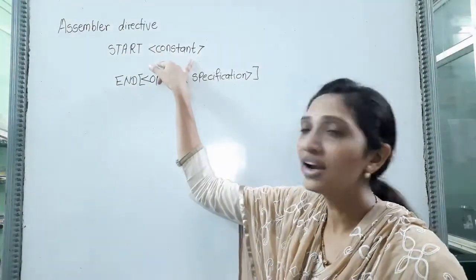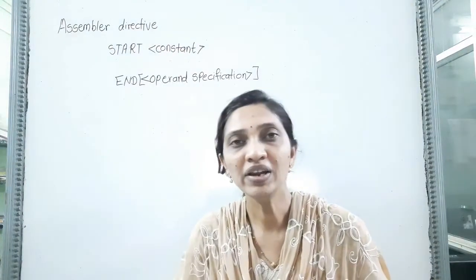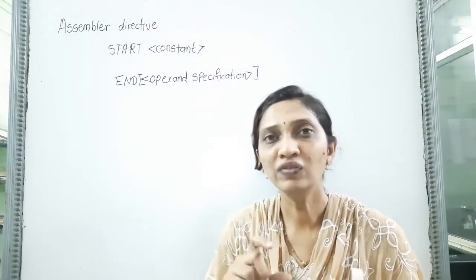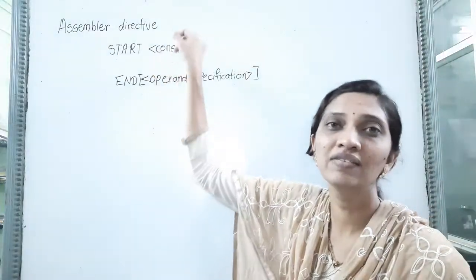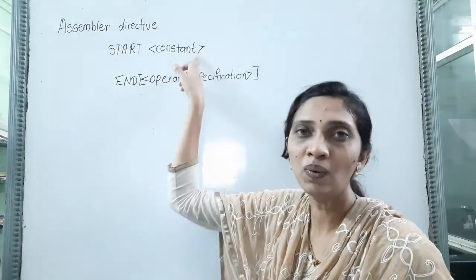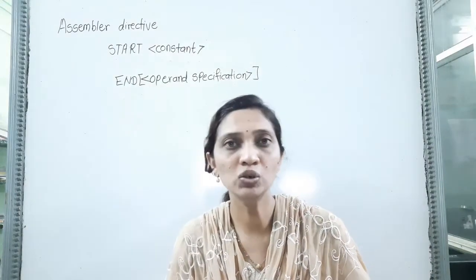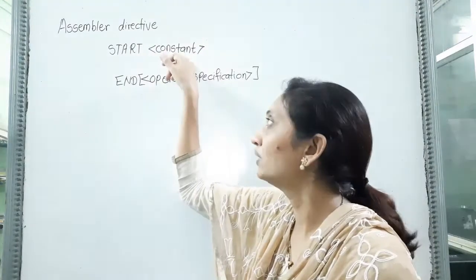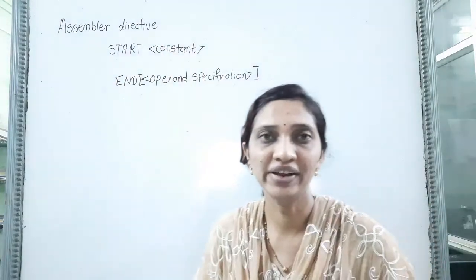Here two assembler directive statements are there: START and END. START, and after that a constant. What does it indicate? That we have to store the program's first statement in the memory word whose address is given by this constant. Suppose here START 101, then our program's first statement is stored in the memory word starting from 101, and after that END and then operand specification.